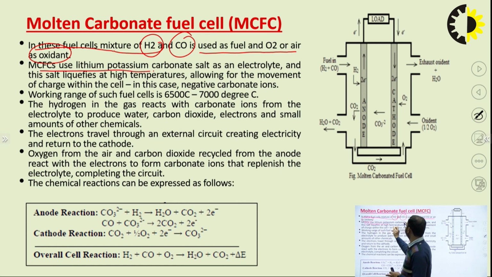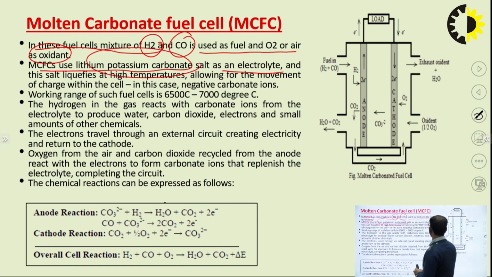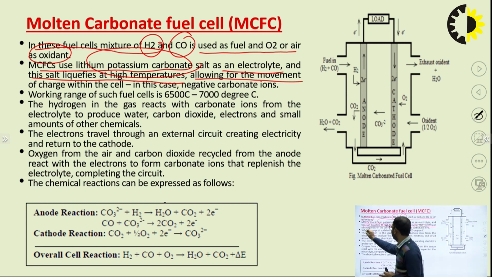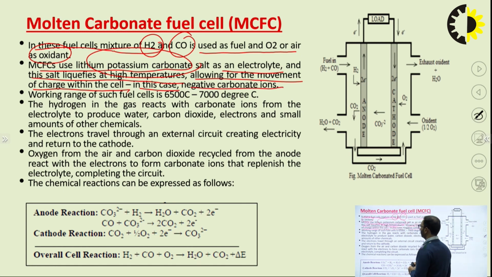MCFC uses lithium potassium carbonate salt as an electrolyte, and this salt liquefies at high temperature, allowing for the movement of charge within the cell, in this case negative carbonate ions. The working range of such a fuel cell is 650 degrees Celsius to 700 degrees Celsius, very high.